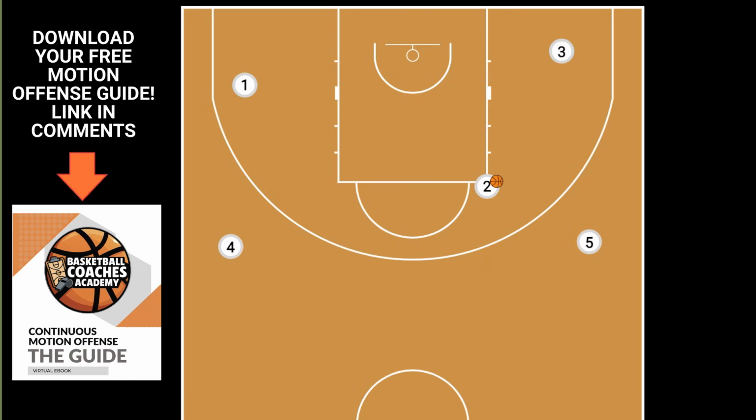What the whistle means is that you can now score off of that pass. You can give the ball back to the cutter, and then, like I said, we can score the basketball.